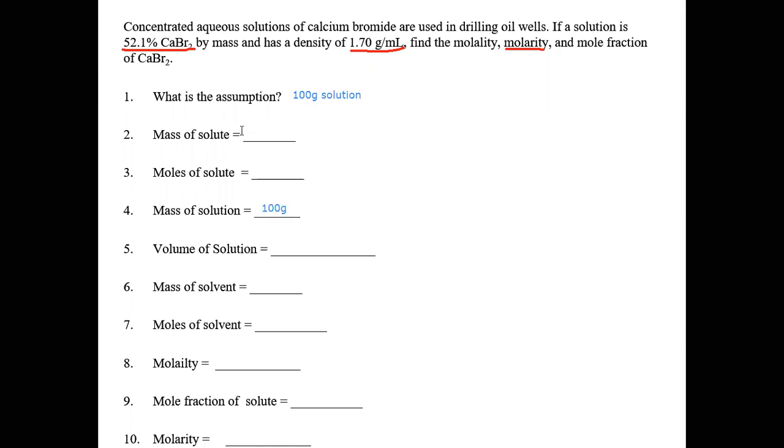We know the mass of solute, and we know the mass of solvent. And we'll go ahead and convert the mass of solvent into kilograms. So right off the bat, we know the masses of the solute, solvent, and solution.